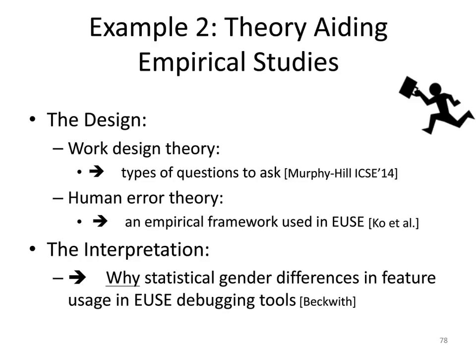Another example, on the empirical studies, well, actually several examples here. First of all, in a recent paper by Emerson Murphy-Hill, he talked about how work design theory helped him not only figure out the design of his study and the things to go after, but also specifically helped him design particular interview questions that he was using as part of that. Another great example is human error theory, an empirical framework that Andy Ko and his colleagues used to do a really deep study in the kinds of errors that programmers make.